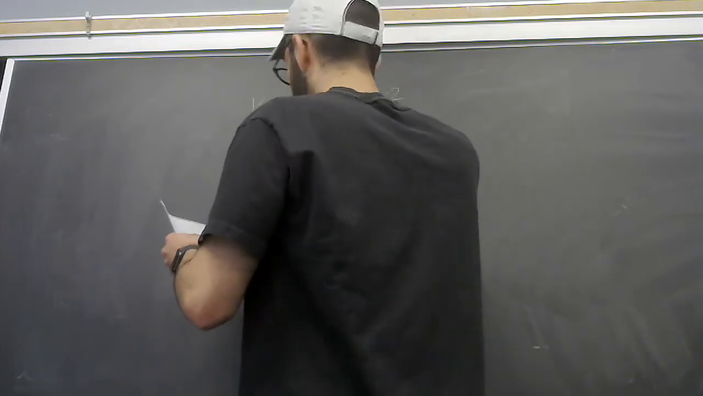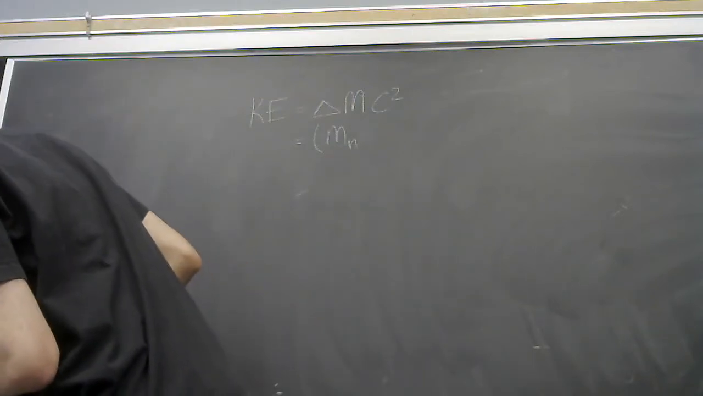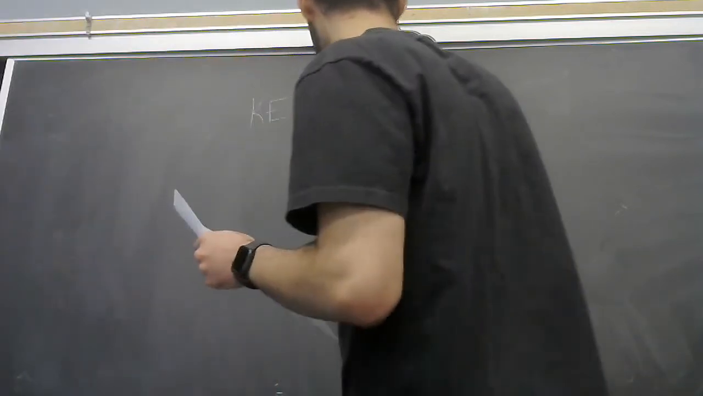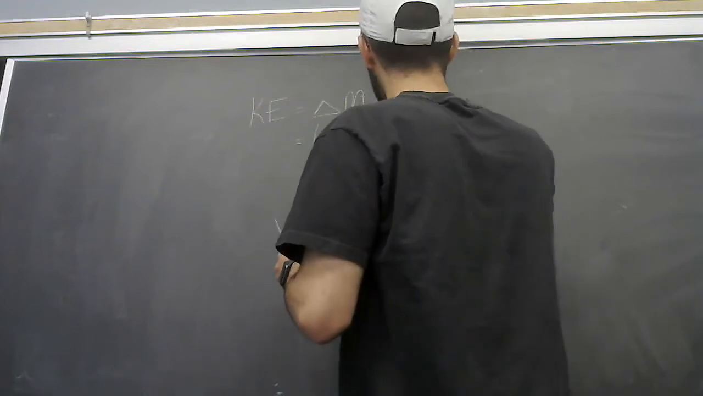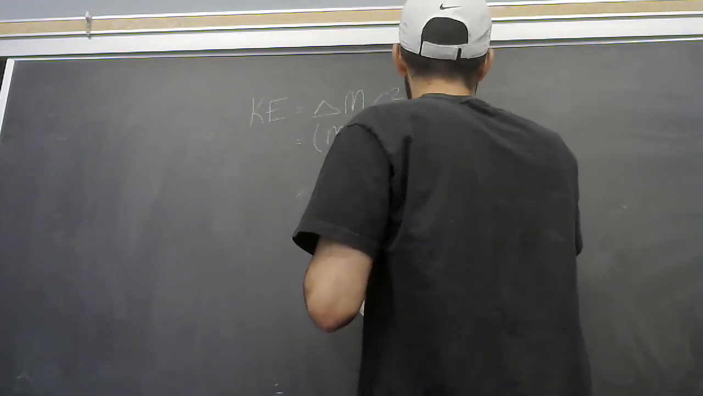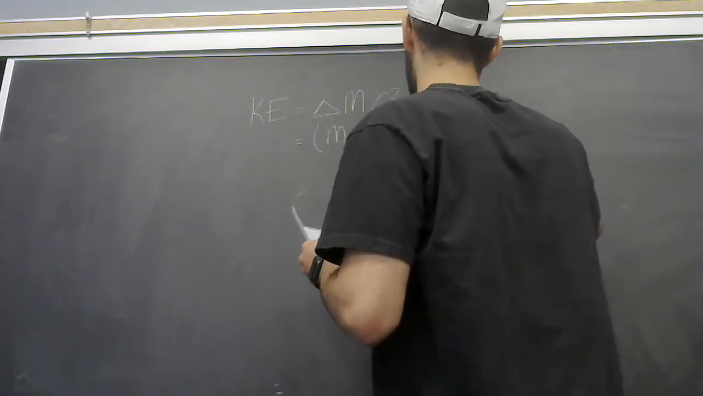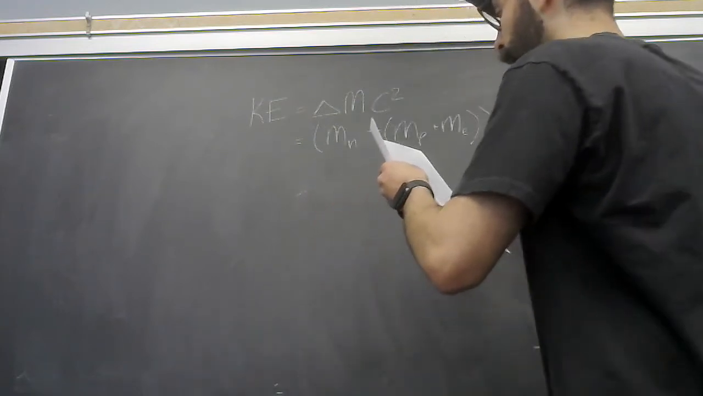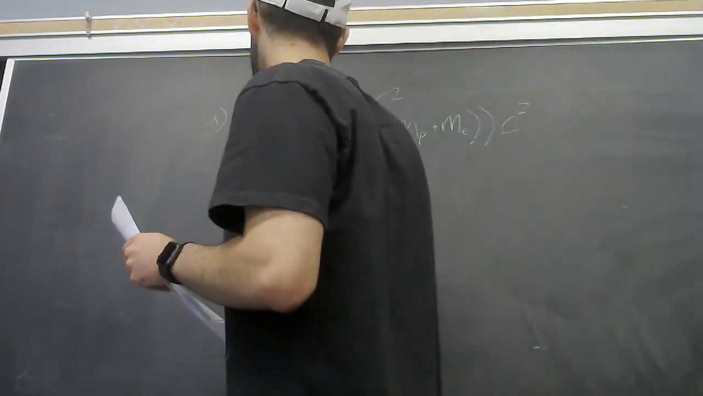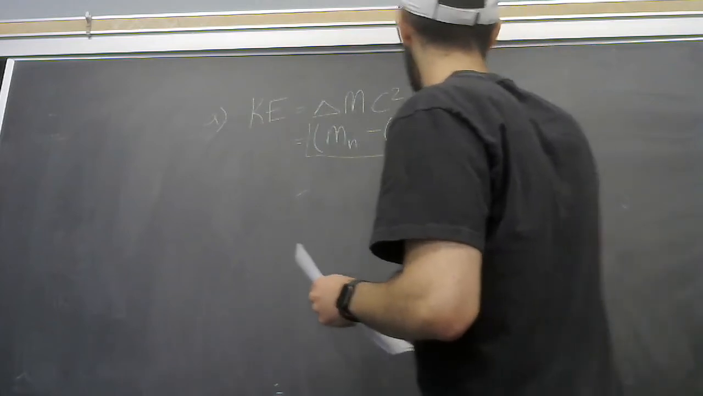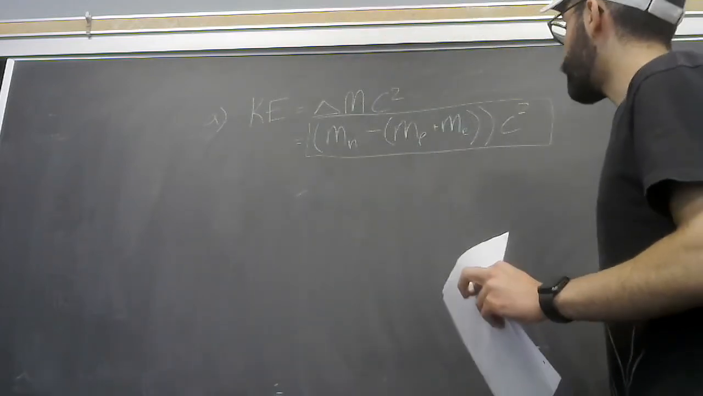So what's our starting here? We have the Mn, right? Because we have a neutron, and then it's going to be minus. What are the products? We're going to have the mass of the proton plus the mass of the electron, and I'm not going to even write the mass of the neutrino because we know that equals 0. So that whole expression, c squared, that is part A. All right. So we have an equation there set up.